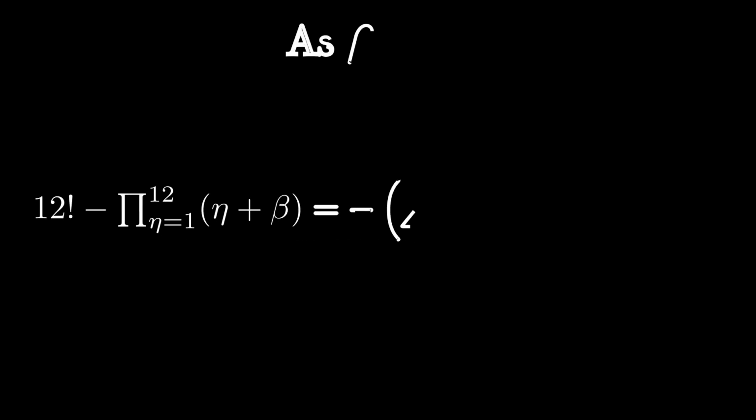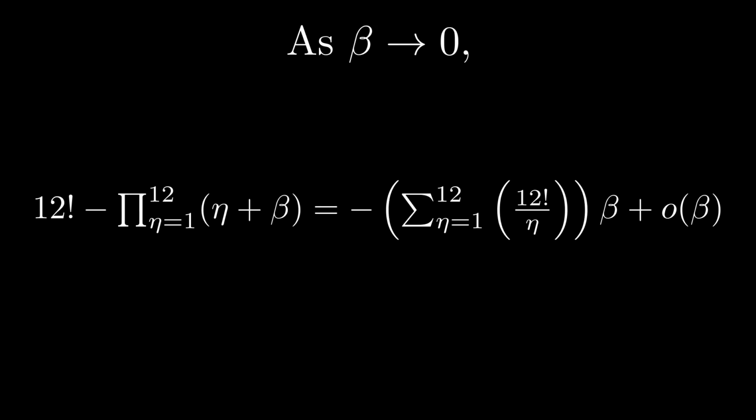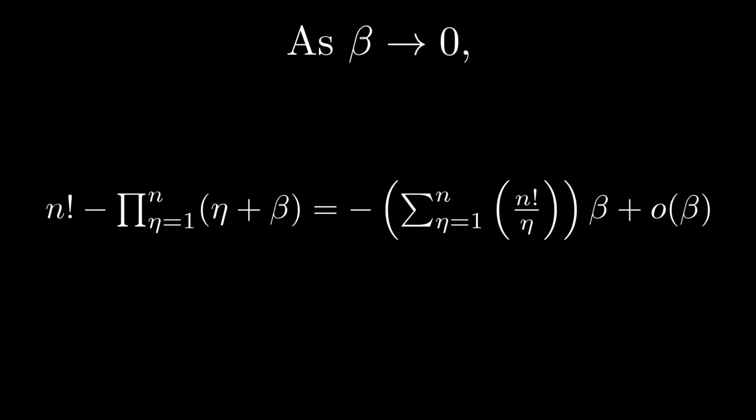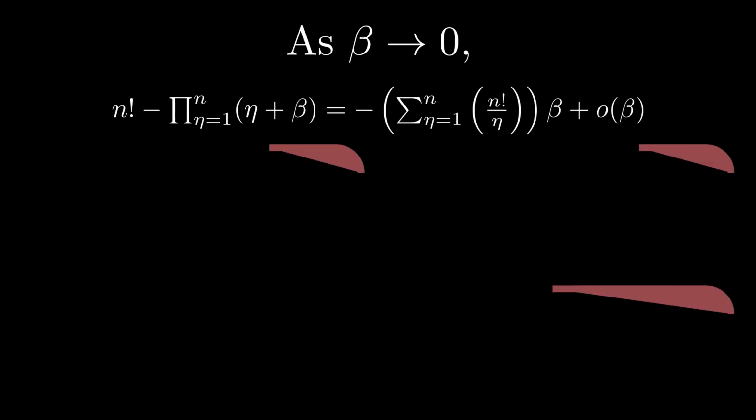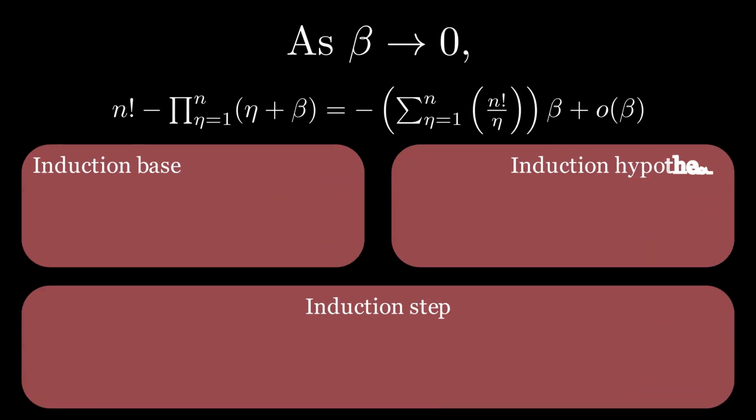We can prove that this expression belongs to an interesting little o-class as beta goes to 0. In fact, this holds even if we replace 12 with any natural n. We will prove this using induction. For the induction base, we can simply rewrite the singular terms in the sum and product like this.